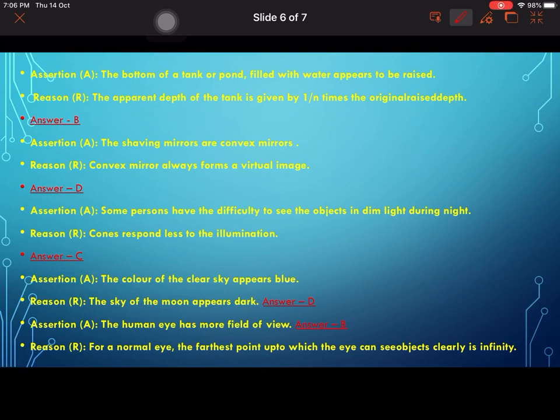The shaving mirrors are convex mirrors. Wrong. Convex mirror always forms a virtual image. This is correct, so answer D will be there.